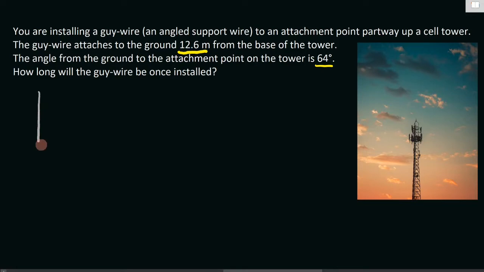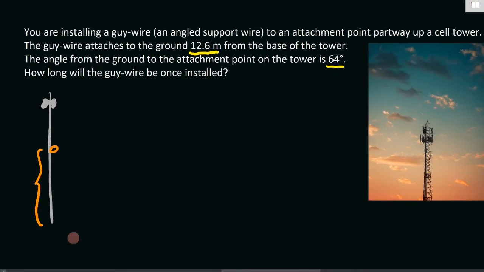So here is my cell phone tower, and I've got all your cell phone stuff at the top. Okay, and the guy wire attaches partway up the tower. So that's my little hook where the guy wire attaches. And do we know this number? No, we don't. Okay, we don't know this number yet. So that's the attachment point.